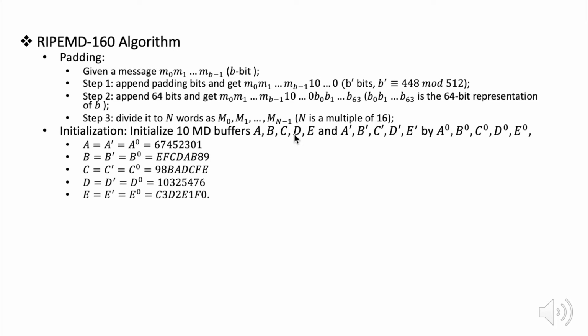Let's see. First, we are gonna use 10 MD buffers in this algorithm. We divide them into two sets. The first is A, B, C, D, E, and the second set is A prime, B prime, C prime, D prime, and E prime. And we initialize them with the same initial values A0 to E0, which are the numbers here. So we initialize the buffers, and now we use them to process the message words.